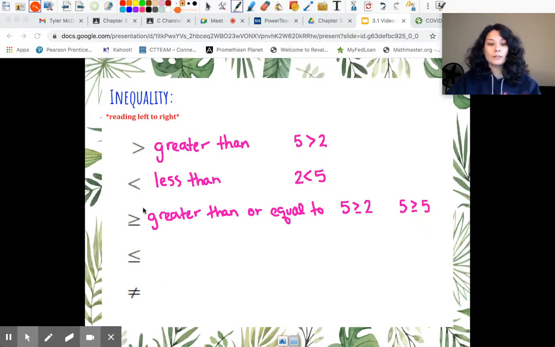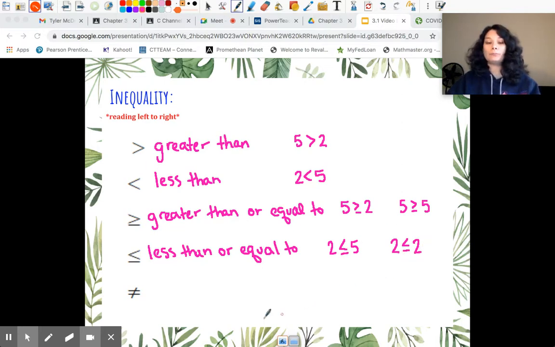And likewise, this symbol, which looks like the less than symbol, means less than or equal to. So again, there's two ways that you can use this symbol. You can show that one number is less than another number, or you can show that one number is equal to itself. Either way is a valid way of using that symbol.